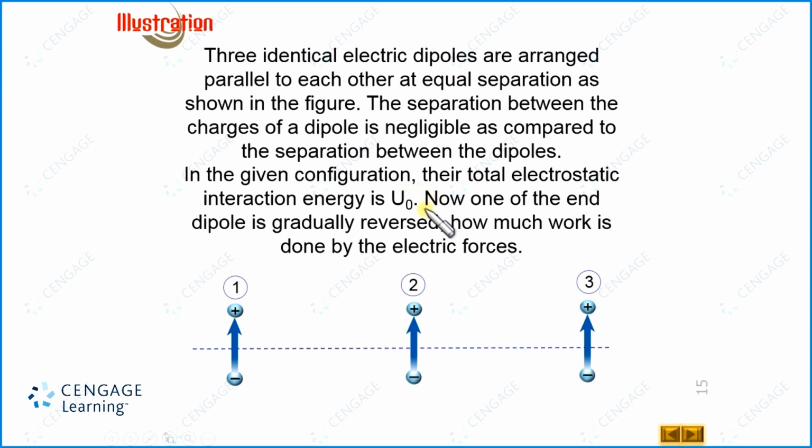Now what is done? One of the dipoles, either 1 or 3, is gradually reversed. How much work is done by the electric forces? We need to calculate the work done by the electric forces when either 1 or 3 is gradually reversed. Okay, so let us make the diagram on the next page.